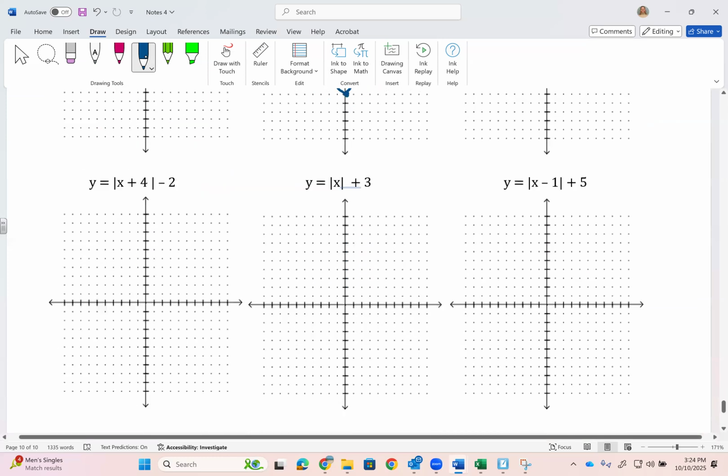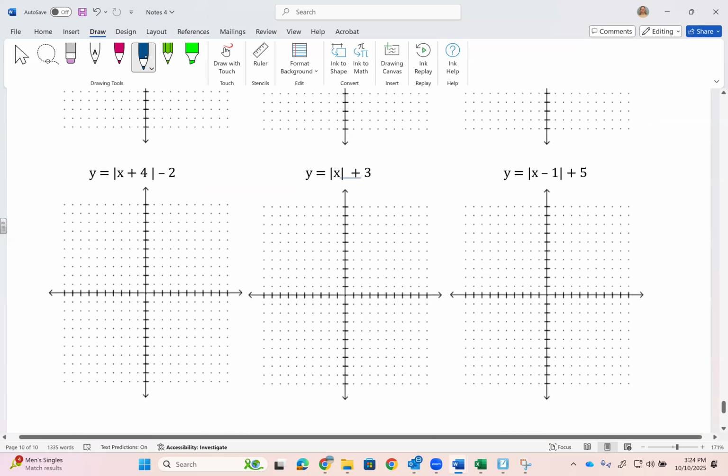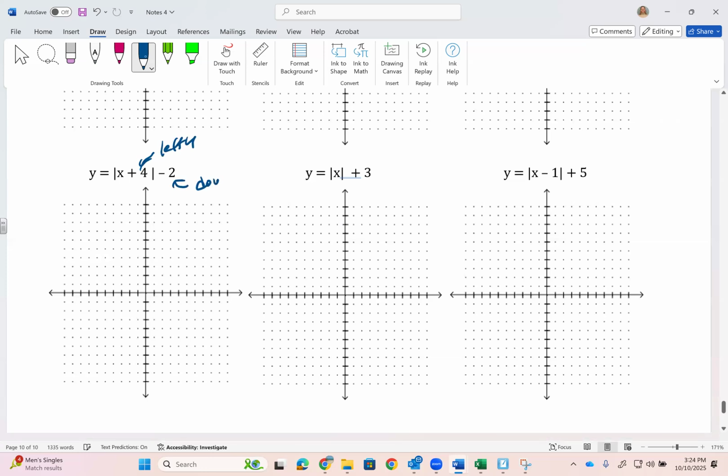Okay, let's try these next couple. What does the 4 do? It goes left 4, and what does the 2 do? Down 2. By the x, it moves it horizontally left or right, the opposite of what you see. So go left 4, and then go down 2. And then now we're going to draw a V. Up one, right one to the right, up one, left one to the left. Make your V.